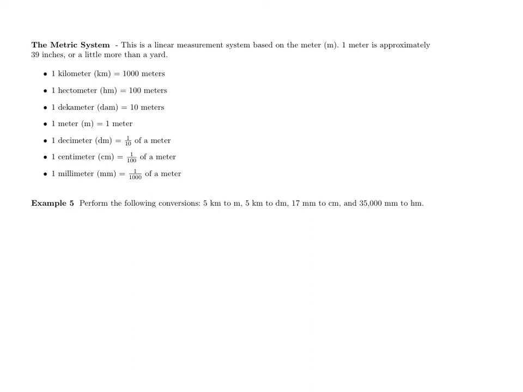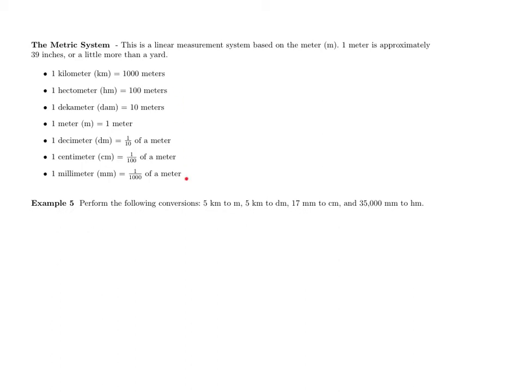The other measurement system we will consider in this lesson is the metric system, and this is based on the meter. 1 meter is a little bit more than a yard, so they're approximately equal to each other. The nice thing about this system is the units are all based on a meter. Notice for all of these things over here, they all relate back to meters. And not only that, they relate back to it by factors of 10. That's the reason this system is often preferred to the English system.